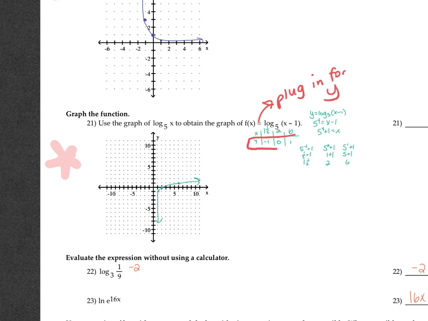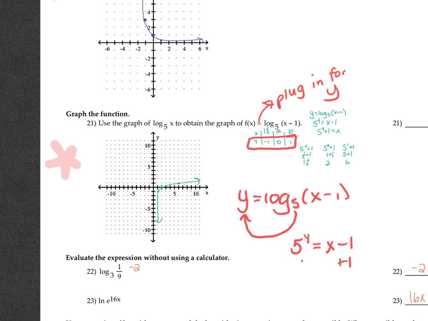So notice that my y has the -1, the 0, and the 1. We would take y equals log base 5 of x minus 1. The small number comes over and picks up the y that's on the side by itself. And then I would solve for x, and I get 5 to the y plus 1 equals x.